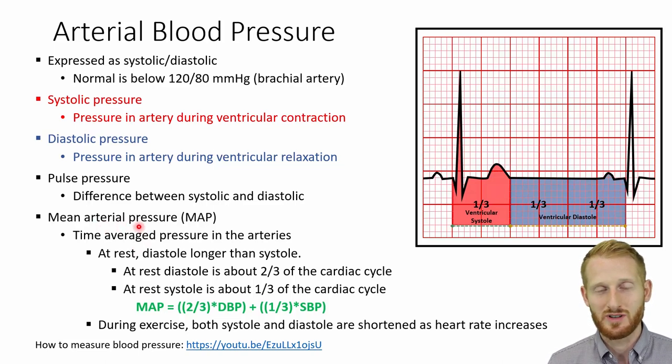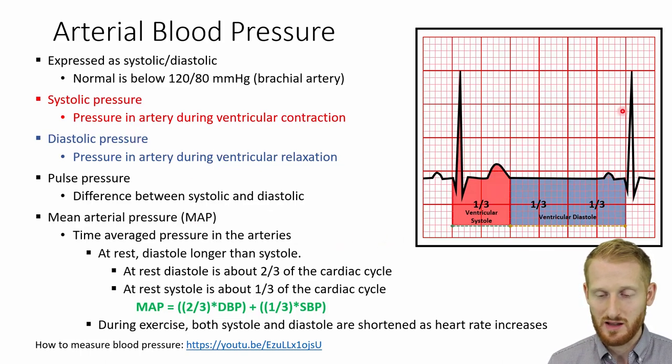Mean arterial pressure is an attempt to get a time average mean of what the pressure is inside the artery. So it's not just averaging 120 and 80. If you did that, you'd get 100. That's not mean arterial pressure. Mean arterial pressure takes into consideration the approximate amount of time that you are in systole and the approximate amount of time that you're in diastole.